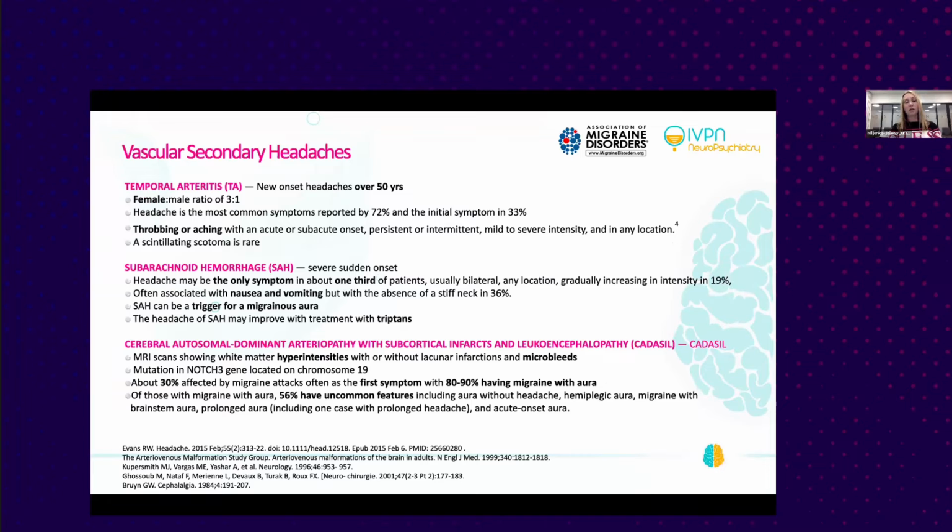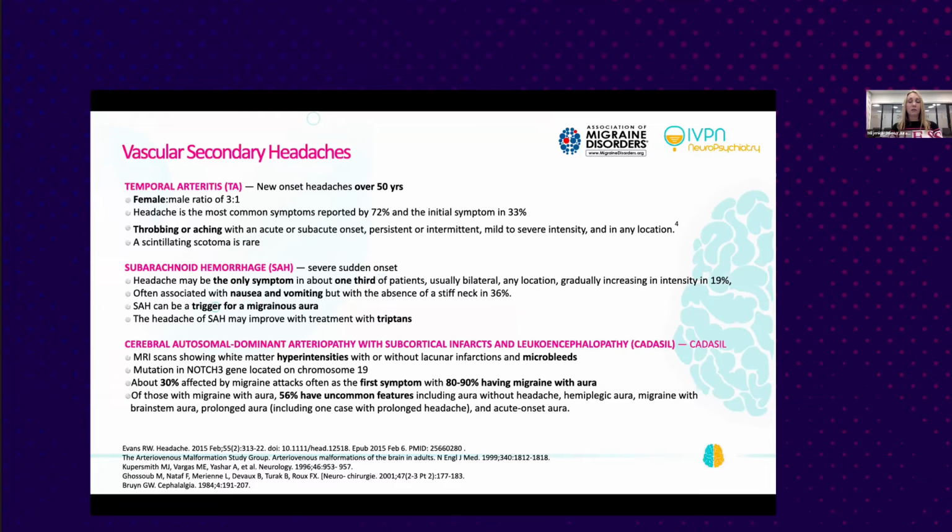What about SAH? Well, headache may be the only symptom in about 1/3 of patients. It's usually bilateral. It can happen anywhere in the head and it's gradually increasing. It's often associated with nausea and vomiting, but it can also, just like the dissection, be a trigger for migrainous aura. The headache with SAH, importantly, may also mimic migraine by improving with the administration of triptans.